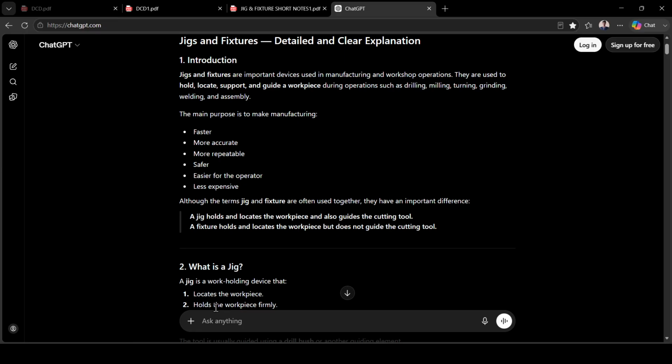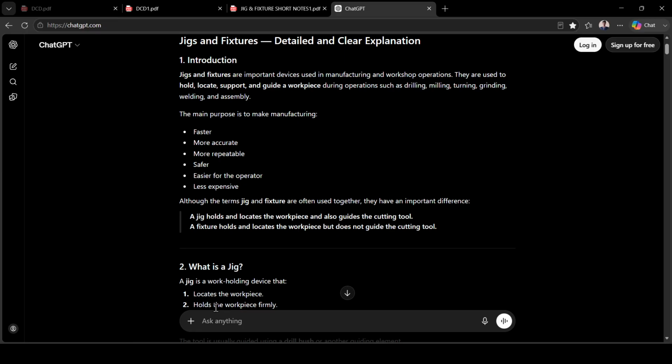They are used to hold, locate, support, and guide a workpiece during operations such as drilling, milling, turning, grinding, welding, and assembly. Again, jigs and fixtures are important devices used in manufacturing and workshop operations. They are used to hold, locate, support, and guide a workpiece during operations such as drilling, milling, turning, grinding, welding, and assembly.